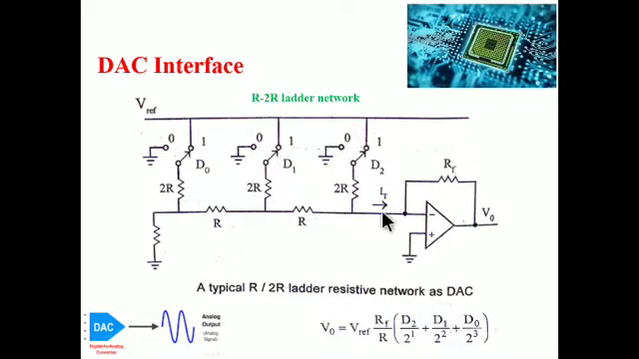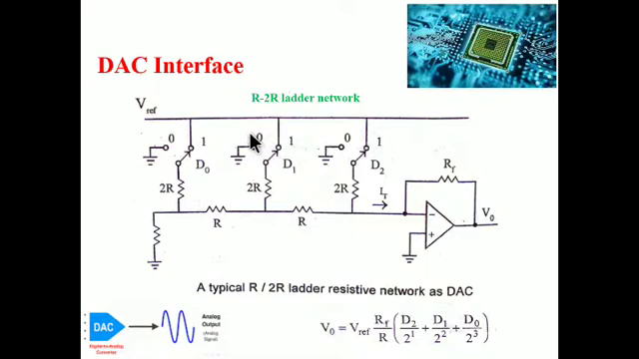That is, the feedback resistor divided by the total resistor, into your input values D2, D1 and D0. That is D2 divided by 2 power 1, D1 divided by 2 power 2 and D0 divided by 2 power 3, and so on. So in this manner, your digital value is converted to the corresponding analog value. So this is one part of the information, how the digital value is converted to the analog value.